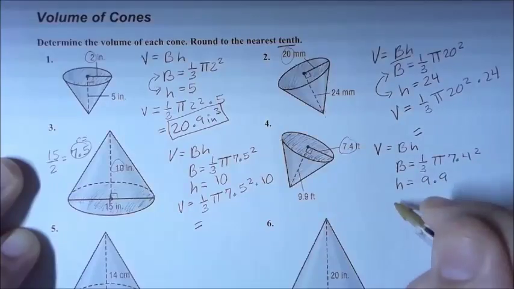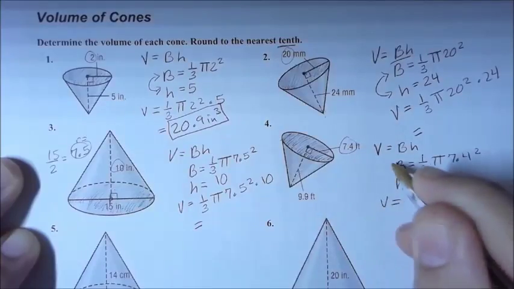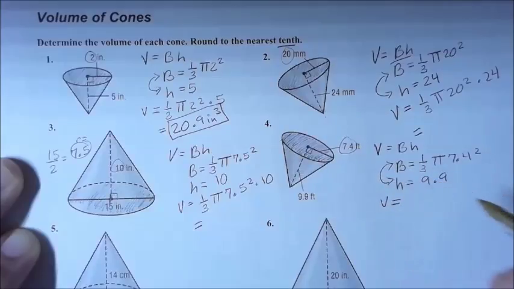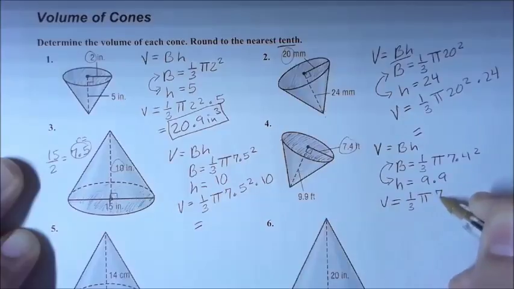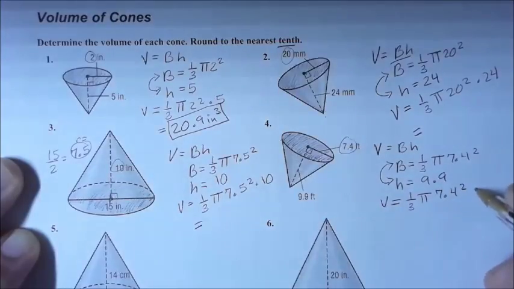And so now I'm going to put this together. So V is equal to big B times h. And my big B is 1/3 pi times 7.4 squared times my height, which is 9.9. And I'll let you finish this one off as well.